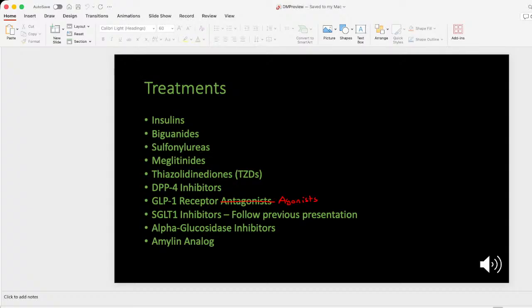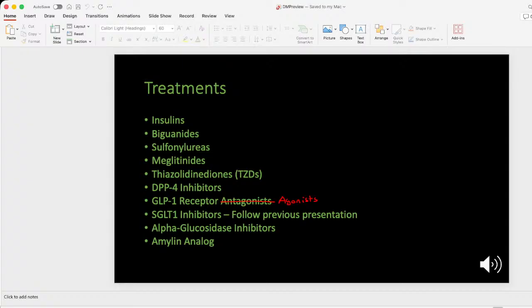So in terms of treatments, these are the basic treatments for diabetes. Insulin, metformin, sulfonylureas like glipizide, glyburide, or glimepiride, meglitinides, thiazolidinediones, which are the TZDs such as pioglitazone and rosiglitazone.